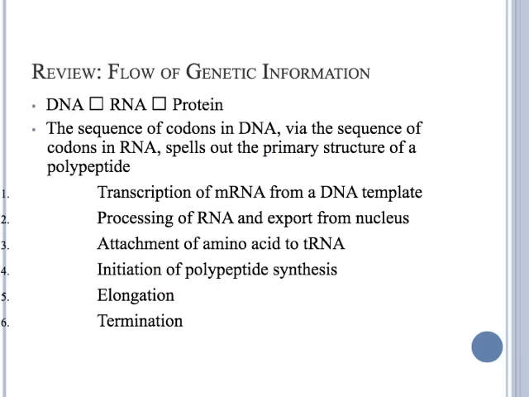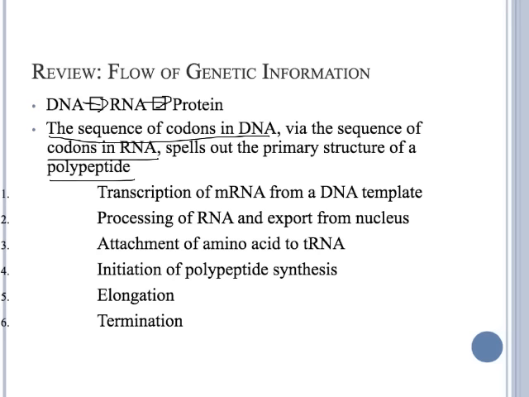Now we can summarize the entire protein synthesis process. We know that DNA gives us RNA in transcription, and RNA is made into protein in translation. The sequence of codons in DNA dictates the sequence of nucleotides in RNA, and that, through translation, dictates the order of amino acids in a protein.